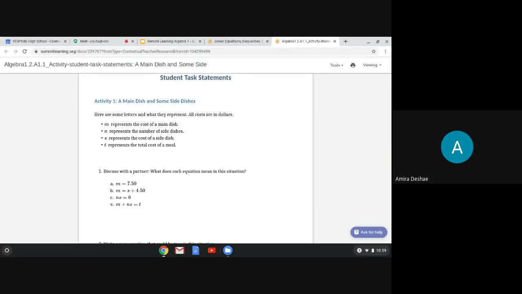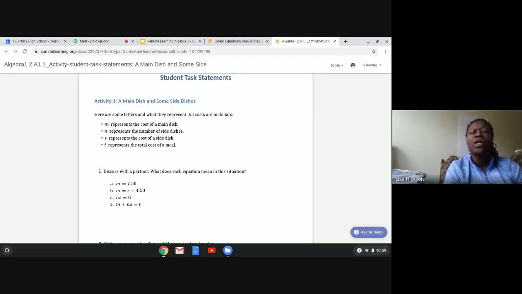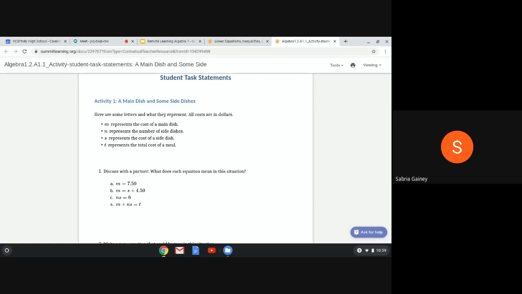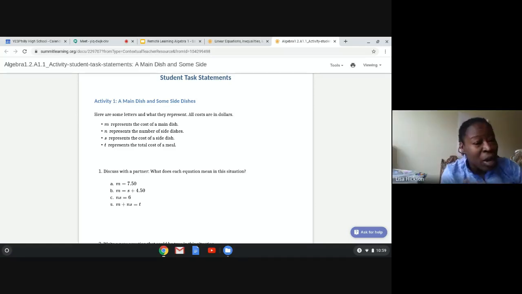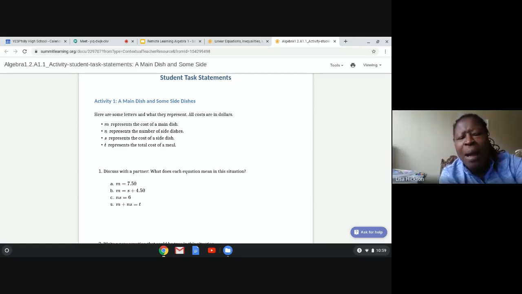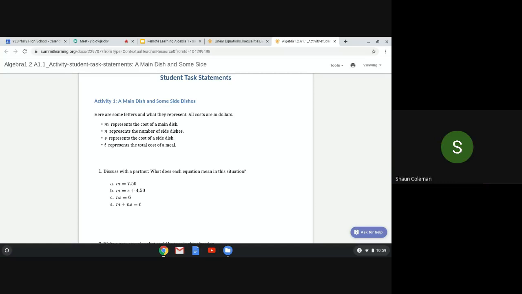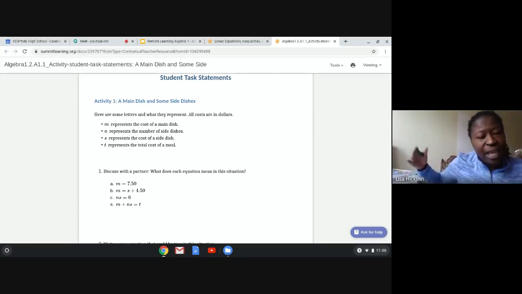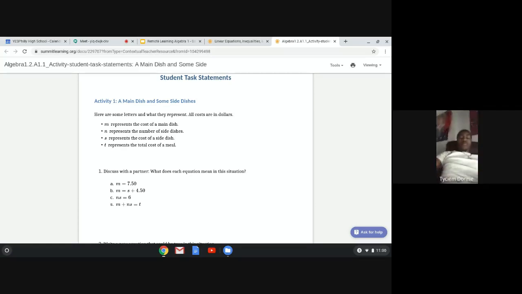750 is the total of the dish. Look at it. You say M represents the cost of the main dish? Yes, thank you. That's right. So M represents the cost of the main dish, 750. You went general, they want specific, because they gave you a specific number. I'm not trying to be hard. Because again, you are going to use this as we move through the course.